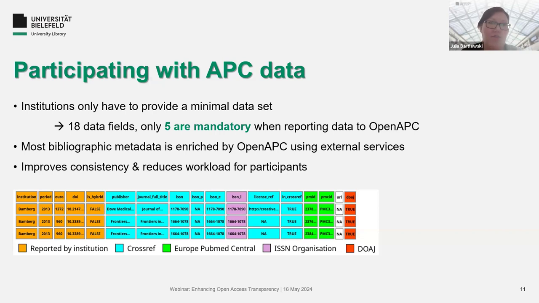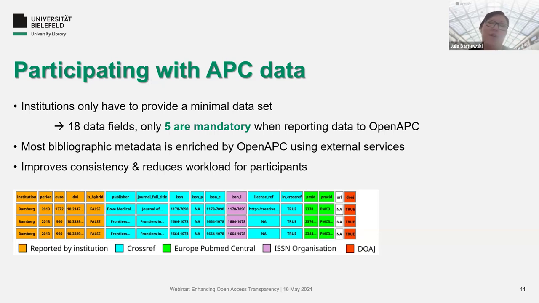This has actually two advantages. First one is that it improves consistency of, for example, publisher names and journal titles. And of course, it reduces the workload for all participants, as they only have to report the first five fields. So what are these fields? So first of all, what we need is a name of your institution.